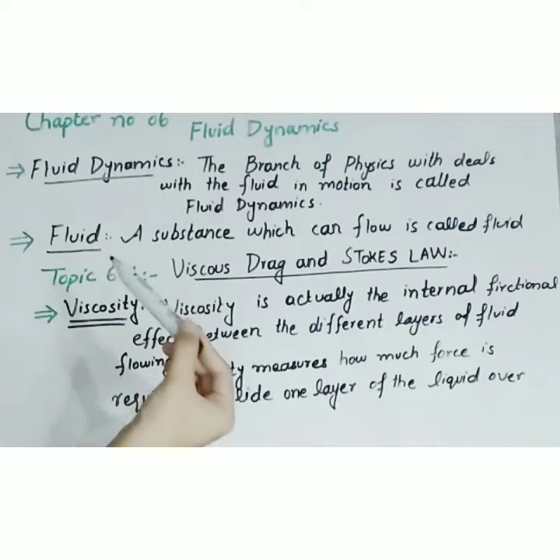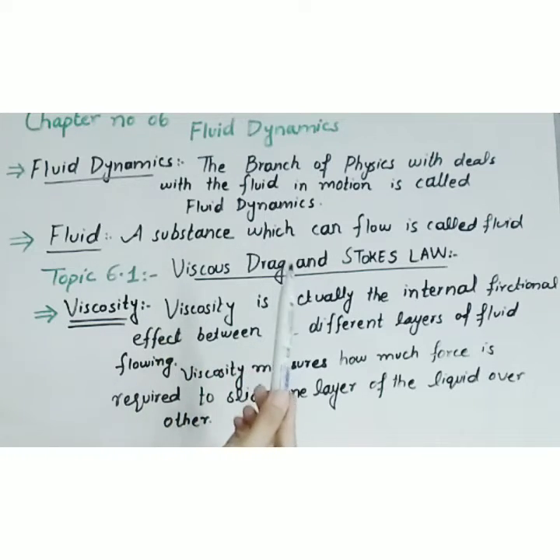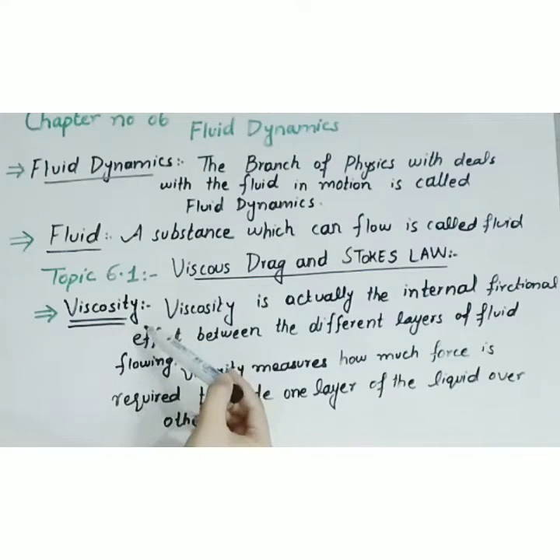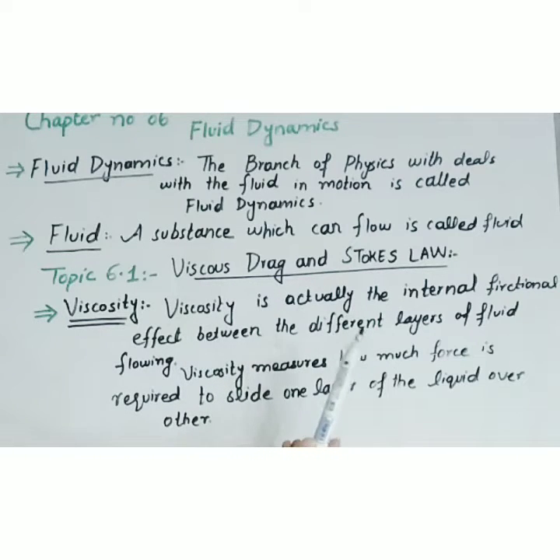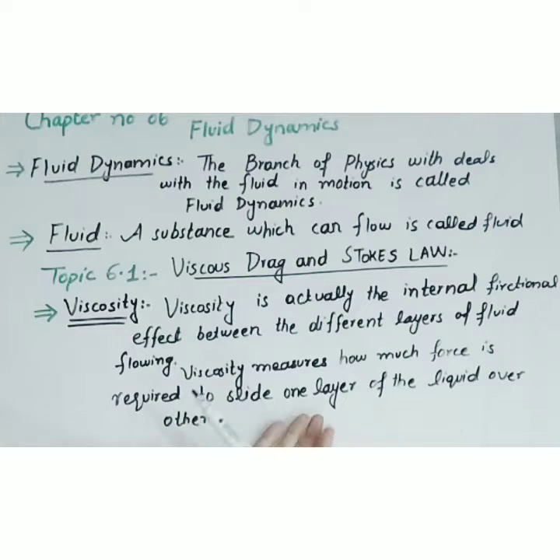Now we are moving forward and start the main topic 6.1, viscous drag and Stokes' law. Here we define what viscosity is. Viscosity is the internal frictional effect between the different layers of a flowing fluid. Viscosity measures how much force is required to slide one layer of the liquid over another. So this is the basic definition of viscosity.